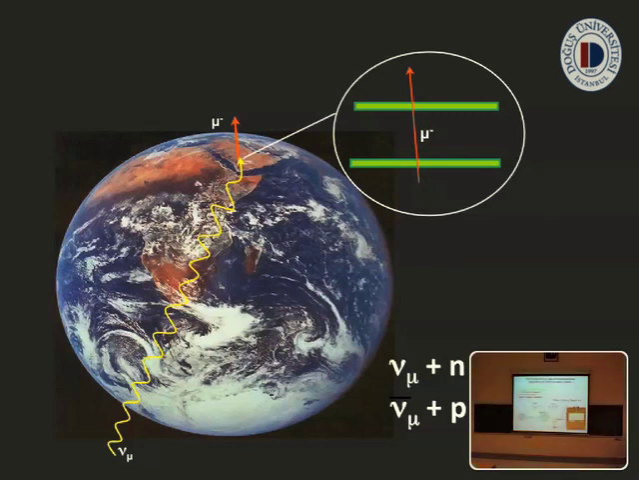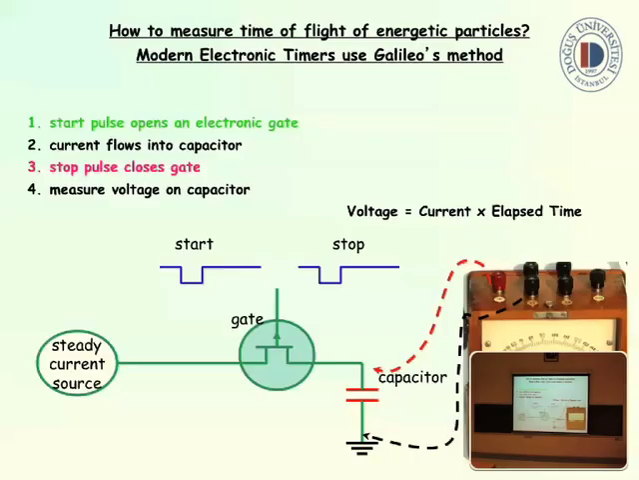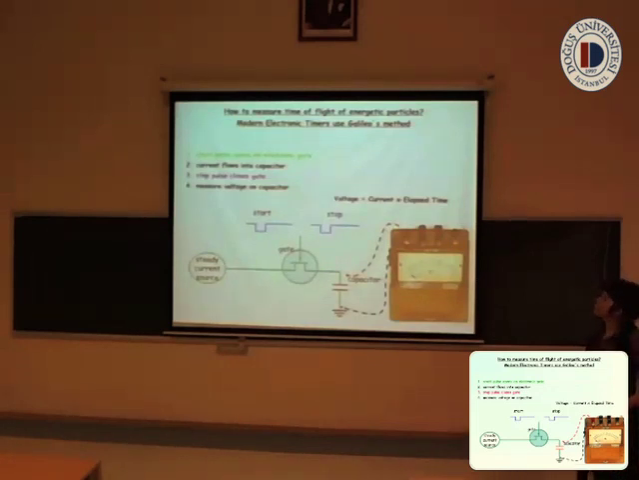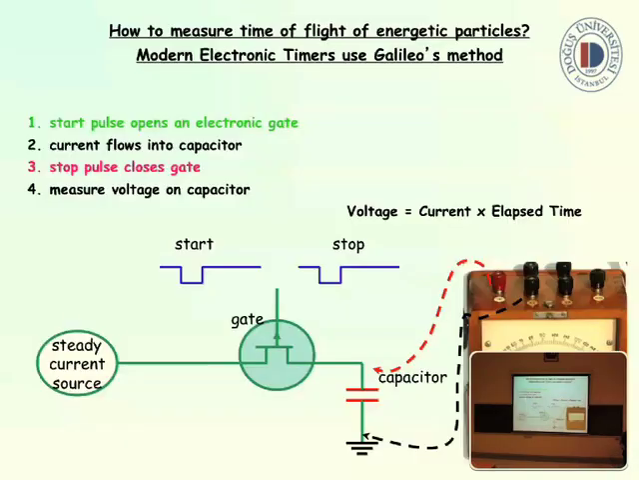Okay, next point: how to measure the time of flight of energetic particles. Using modern electronics, very simple Galileo methods. First, the start pulse opens an electronic gate, current flows into the capacitor, the stop pulse closes the gate, and we measure the voltage on the capacitor. So it's very simple, right? We don't have any questions here, and I also try to demonstrate what I just read here.